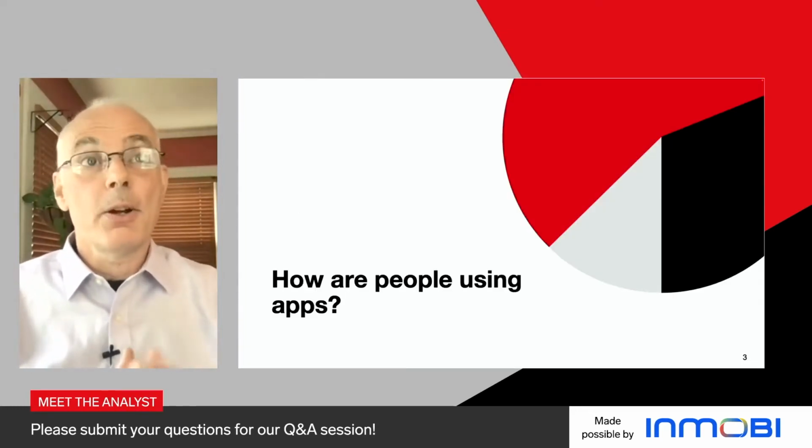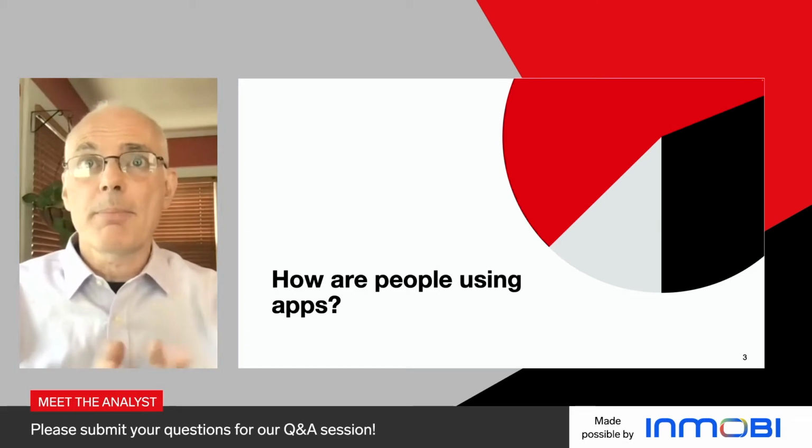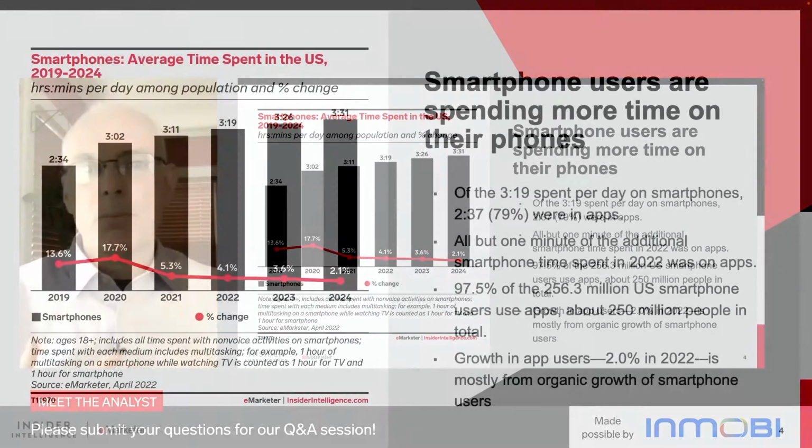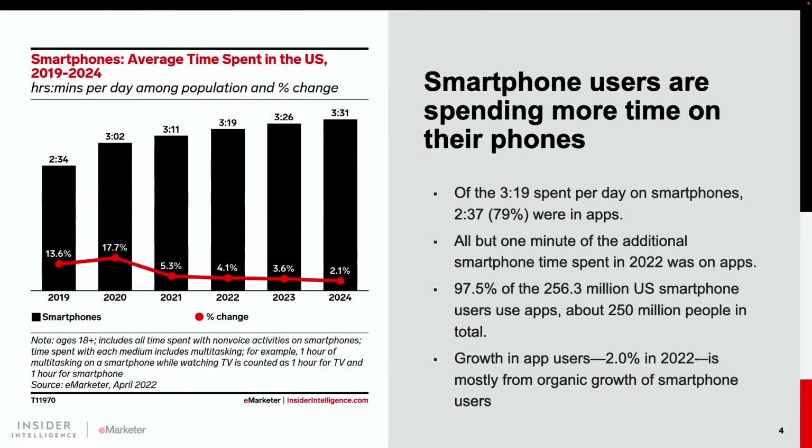All right, so that's the plan. Let's start with how people are using apps. And I want to start with this slide to set the context. And the context is that the average smartphone user is spending more time on their phones every year. This year, for instance, we're spending an average of 8 minutes more per day than we did last year, and that's in the US. And it's over 3 hours.